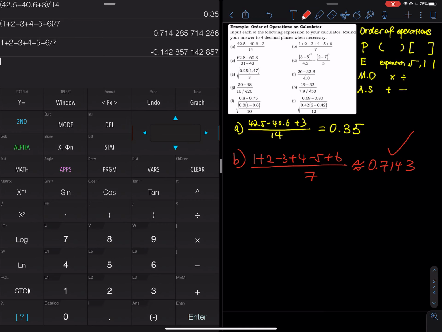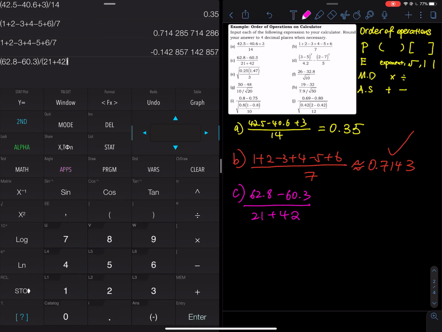Alright, so next one, C: 62.8 minus 60.3 divided by 21 plus 42. We have one operation on top and one on the bottom. So open parenthesis, 62.8 minus 60.3, close parenthesis, divided by open parenthesis, 21 plus 42. What happens if you don't use parentheses? Then they will just do 60.3 divided by 21, which is a huge mistake. You have to use parentheses.